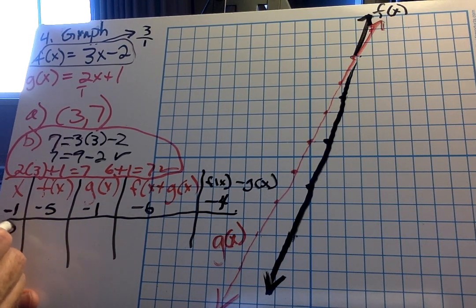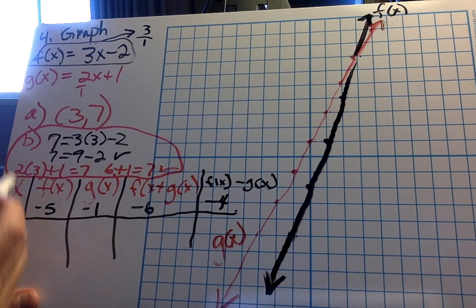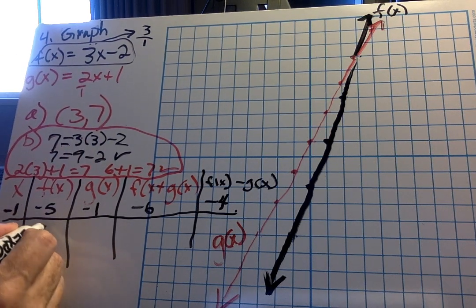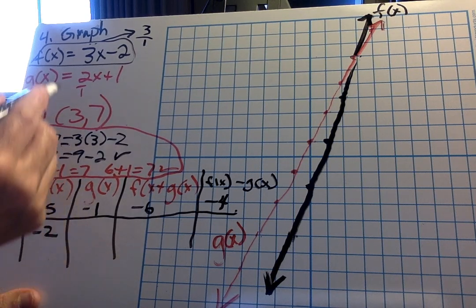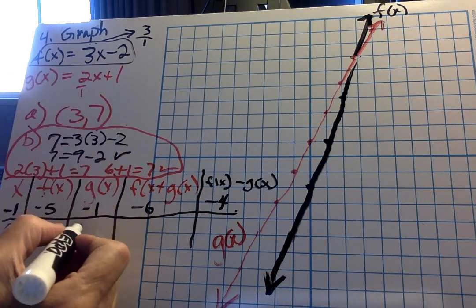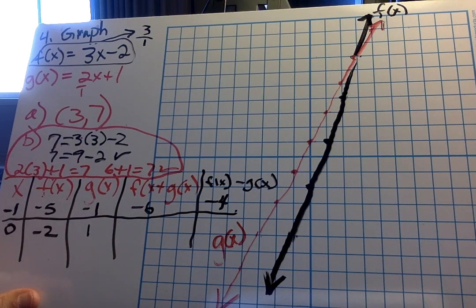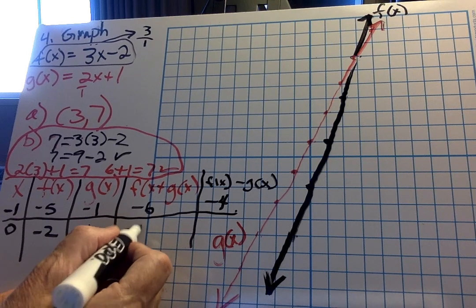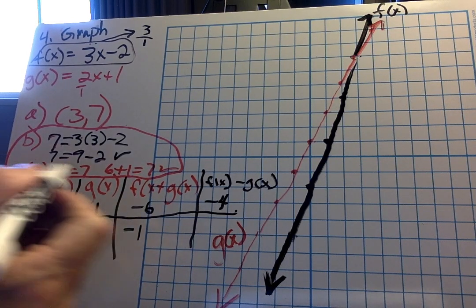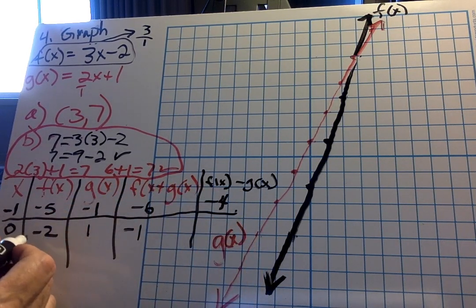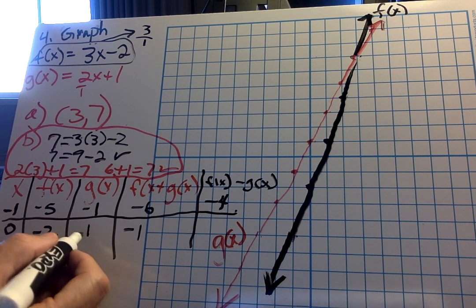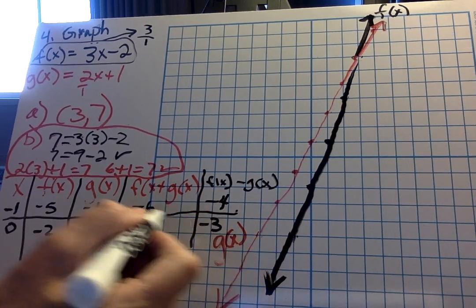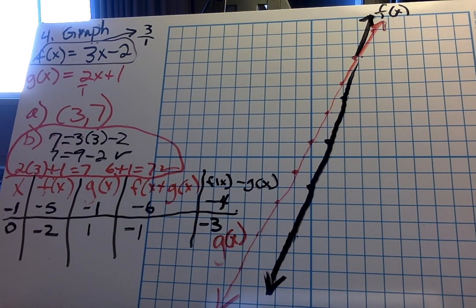If we put 0 in there, f of x, if that's 0, 3 times 0, 0 minus 2 would be negative 2. 0 in for g of x, 2 times 0, 0 plus 1 is 1. The next one, f of x plus g of x, it's just adding these two, negative 1. And then f of x minus g of x, so negative 2 minus 1, and I get negative 3. So I'll let you finish the table there.